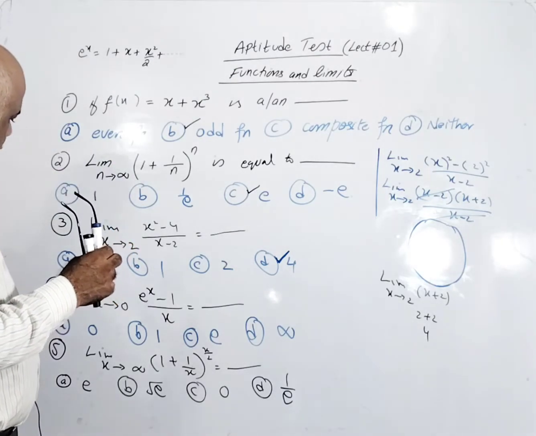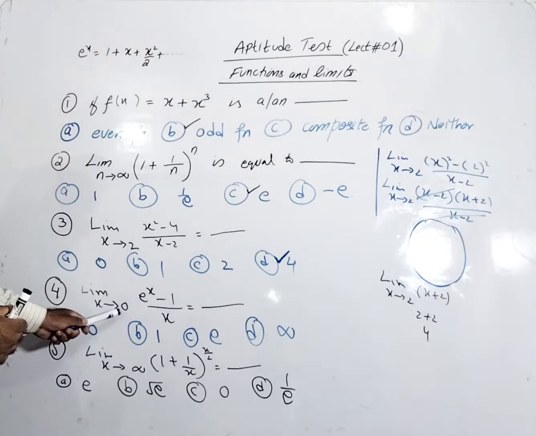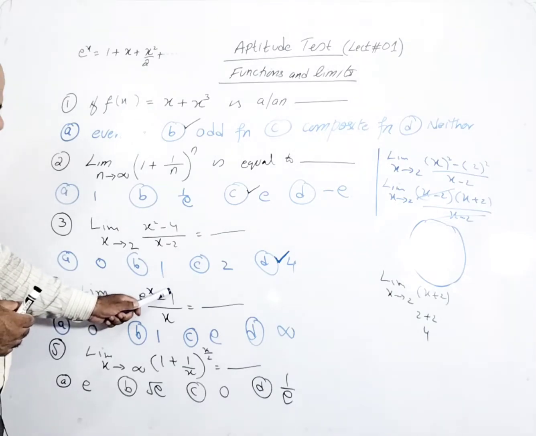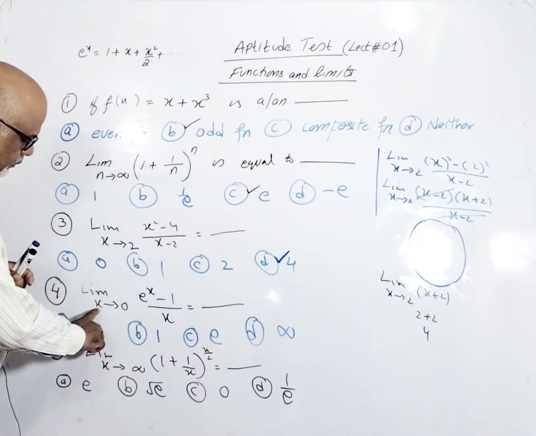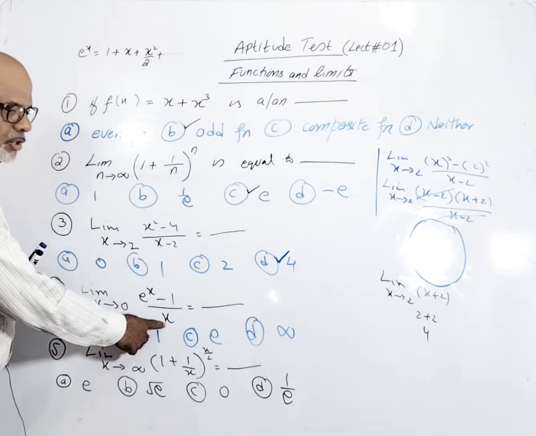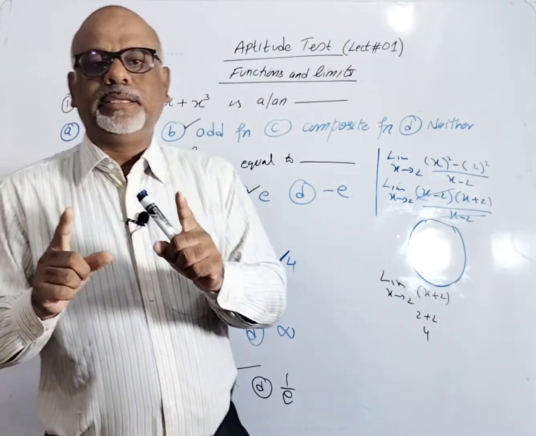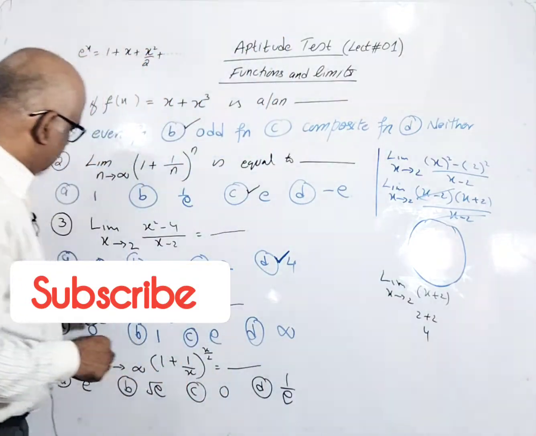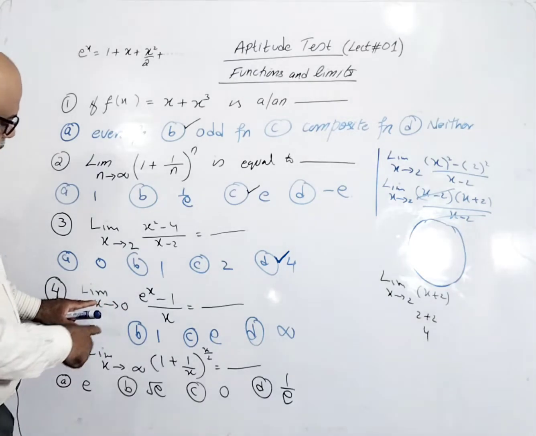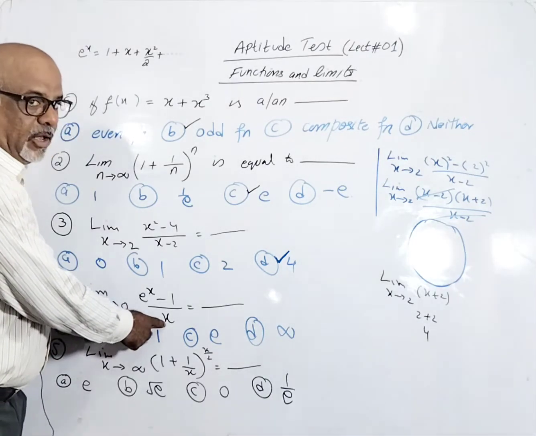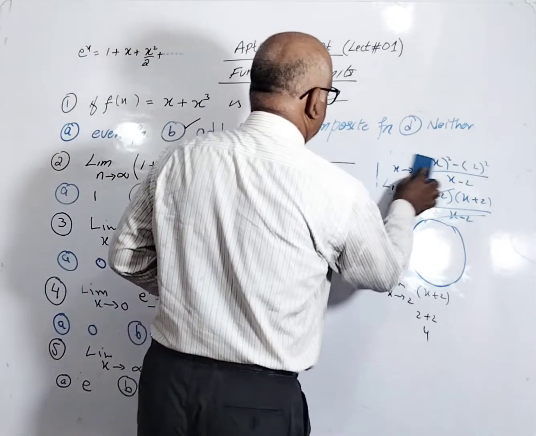Now come to the fourth MCQ. Most important MCQ. Limit x tends to 0, e^x minus 1 divided by x. Again here, if we apply the limit x tends to 0, then the denominator becomes 0. That means we are not supposed to apply the direct limit here. So we have to simplify the question before applying the limit, because if we apply the direct limit, then the denominator is 0. That means the whole result will be infinity, which is not possible.